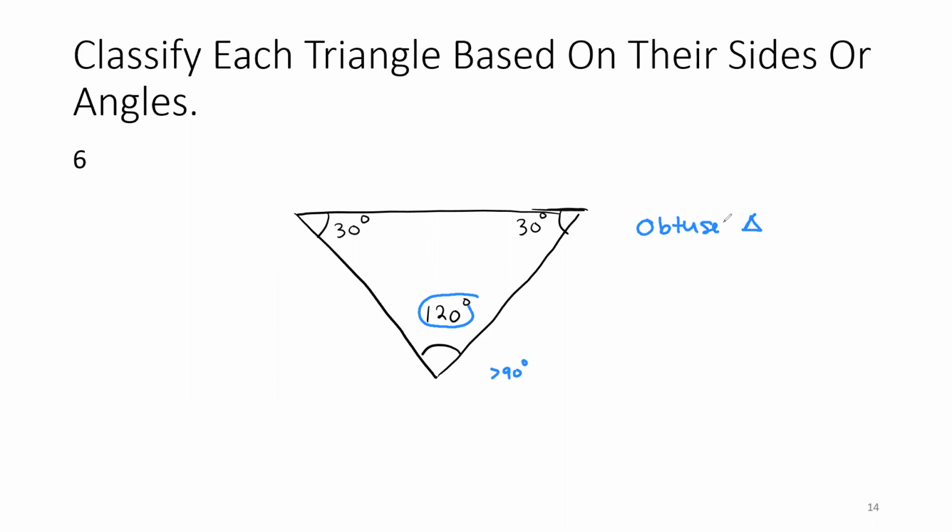And what else can this be classified as? Notice that we have 30 degrees here and 30 degrees there. They're the same. That means if you have two angles that are the same, two sides are the same. So you have what's also called an isosceles triangle. So you can call this an isosceles obtuse triangle.